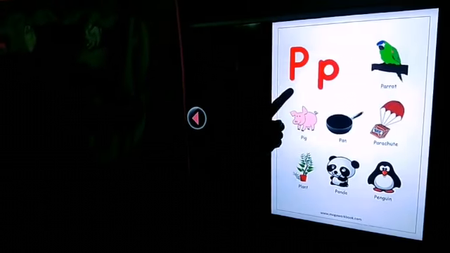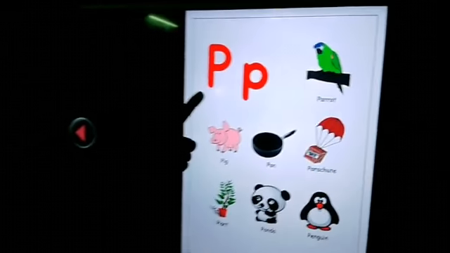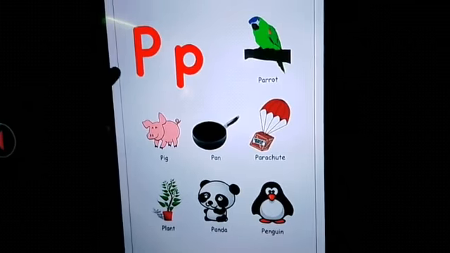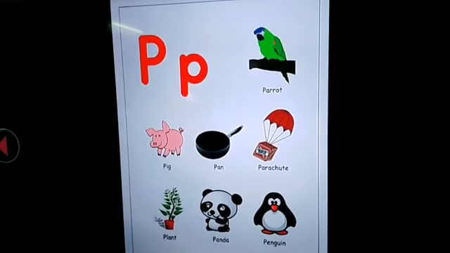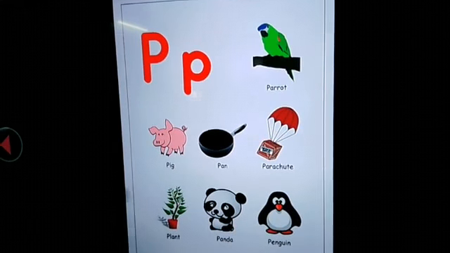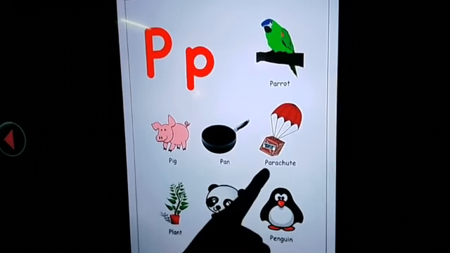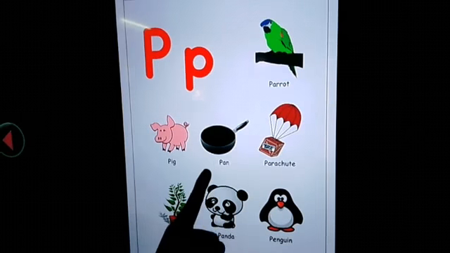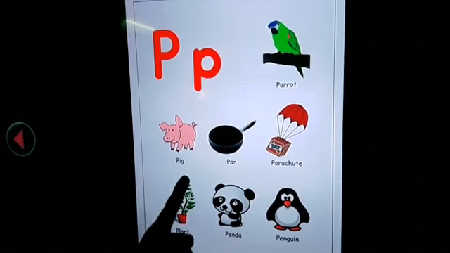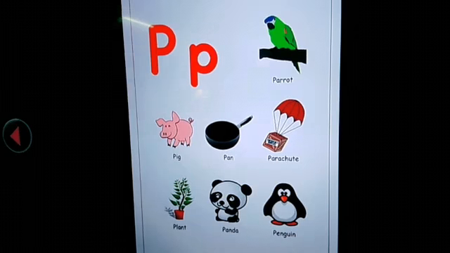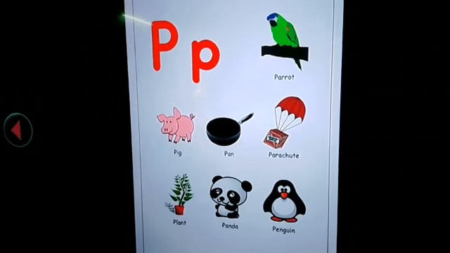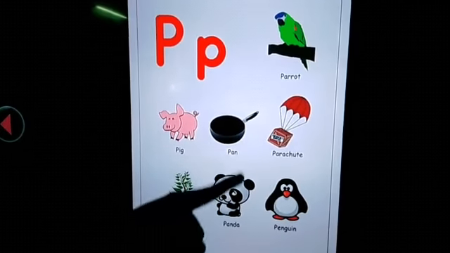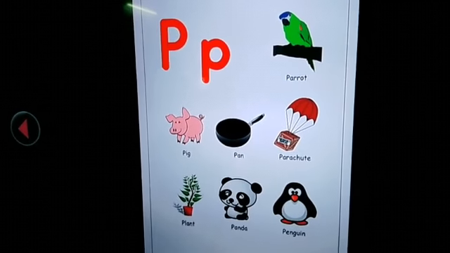Look here, baby. What is this letter? This is capital P. This is small p. What is the sound of this letter? P-p-p parrot. P-p-p parachute. Pan. Pig. Plant. Panda. Penguin. Yes, these objects also start with letter P.